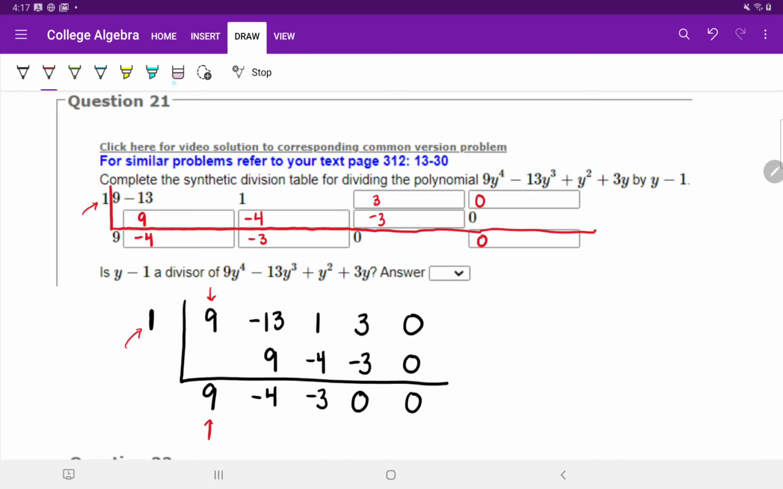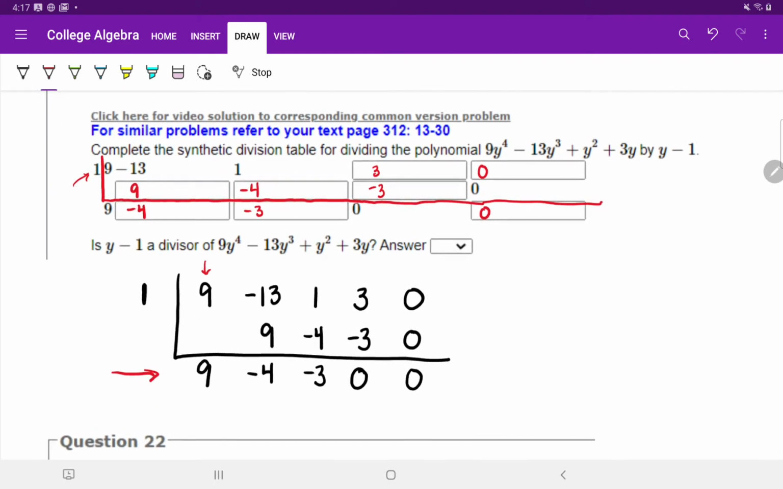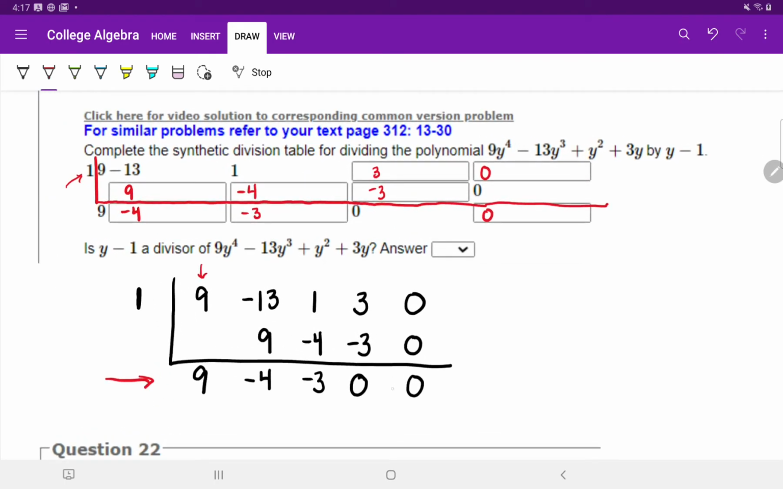Okay, so what does our answer represent? All of these numbers down here at the bottom, this is our answer. We start with the number on the far right. That's our remainder, 0. Then the number before that is a constant, so plus 0. Before that is our x term. Before that is x squared, and before that is x cubed.